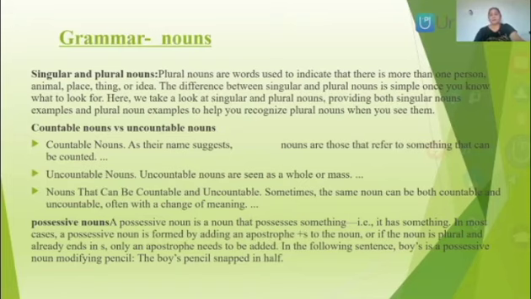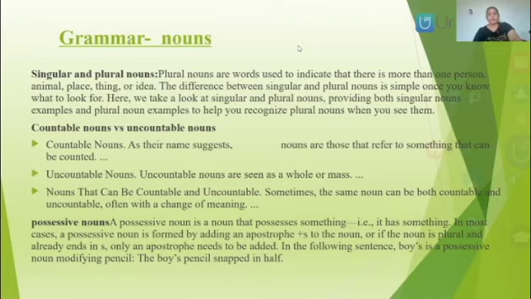All right. So let's go to the next topic, that is possessive noun. As I told you, possessive noun, what is the meaning? It's a noun that possesses something. It has something. Possessive nouns you usually represent by adding an apostrophe plus s to the noun. If the noun is plural and already has an s, only an apostrophe needs to be added. In the following sentence, boy's is a possessive noun. The boy's pencil snapped in half.